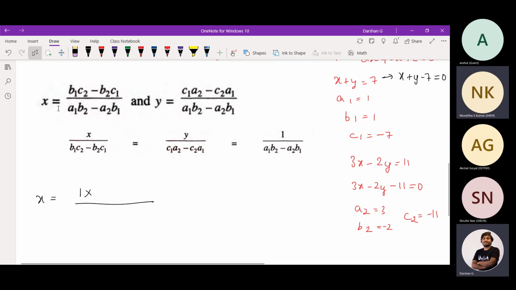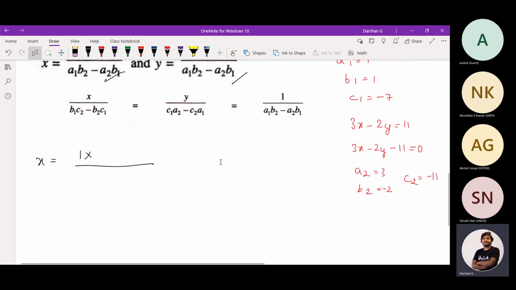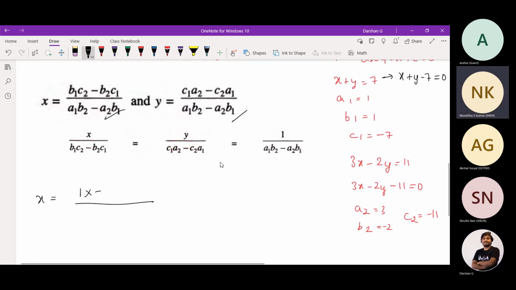So I'll be using this formula: x equals b1 c2 minus b2 c1, rhyming, right? Divided by a1 b2 minus a2 b1. So if I remember, this is nothing but the same thing. So c1 a2 minus c2 a1, done. So Nivedita, can you do it? Can you help me? Sir, I'm actually not sure. Like, we have to multiply, right? Yeah, we have to simply multiply, but I'm just writing those numbers. That's it.